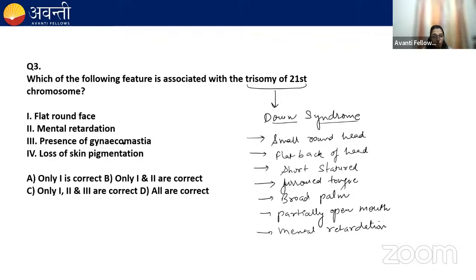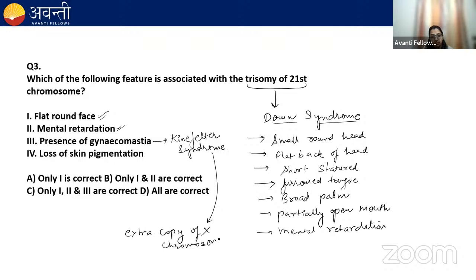Now let's look at the options. The first says flat round face. Yes. The second says mental retardation. Yes. The third says presence of gynecomastia. Presence of gynecomastia is a symptom you see in Klinefelter syndrome, where you will observe an extra copy of the X chromosome. And this Klinefelter syndrome is mostly observed in males.